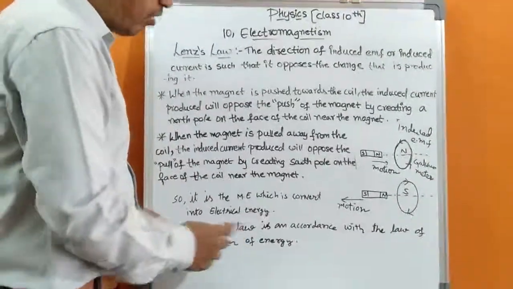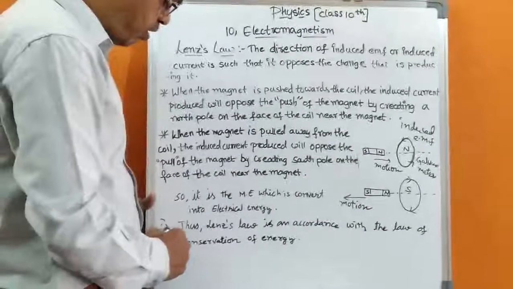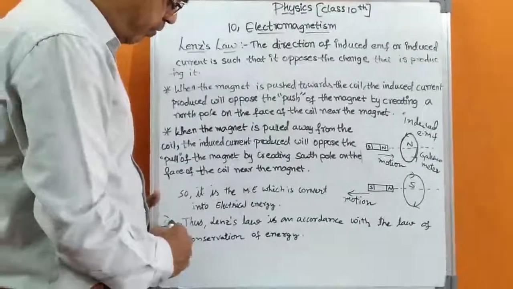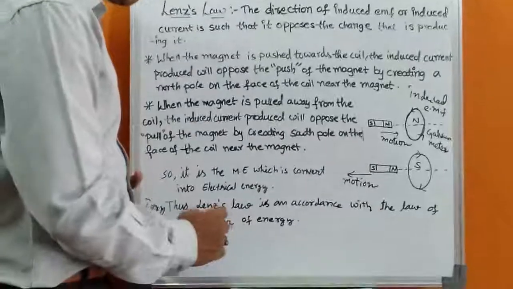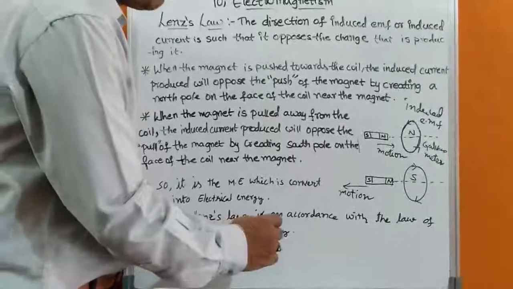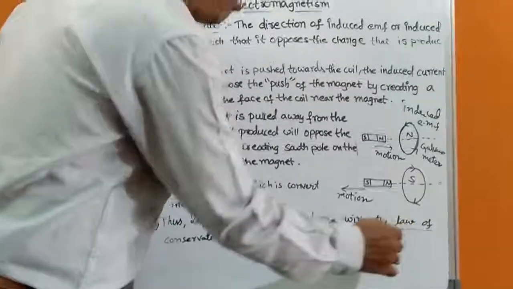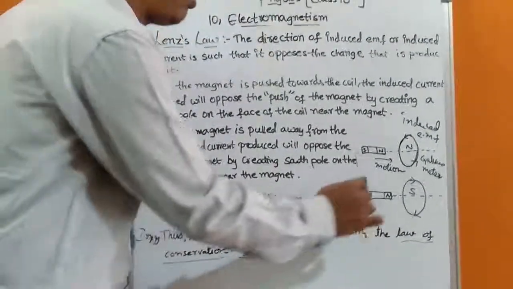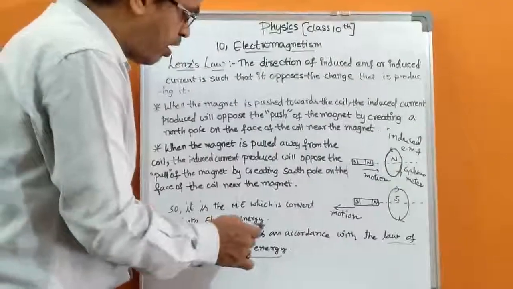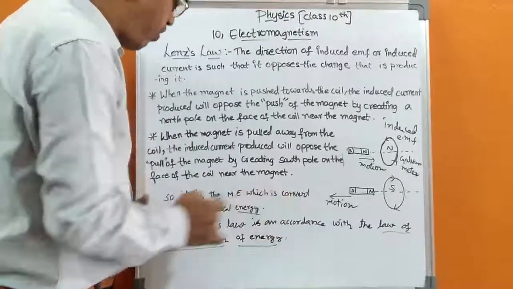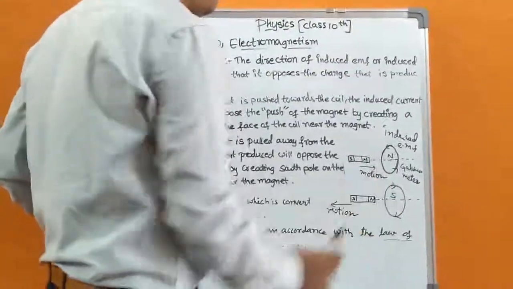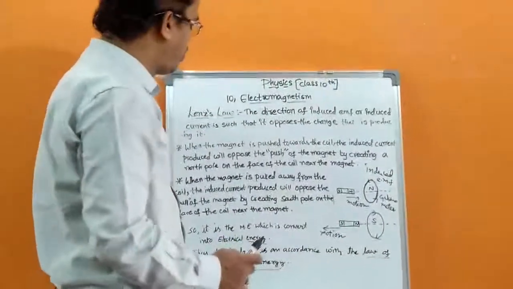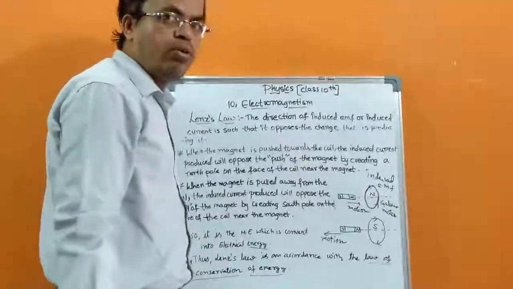Thus Lenz's law is very, very important. Thus Lenz's law is in accordance with the law of conservation of energy. Here mechanical energy is converted into electrical energy. So this is the conservation of energy. This shows the law of conservation of energy. This is about Lenz's law.